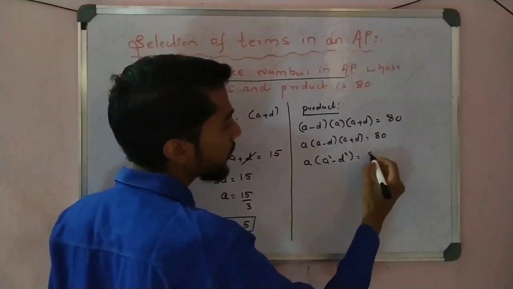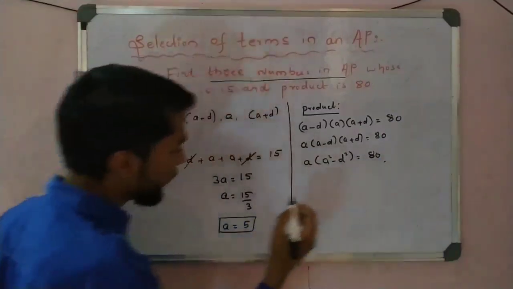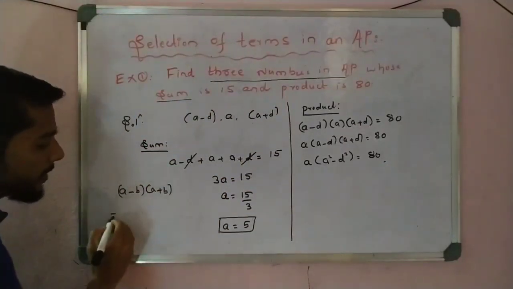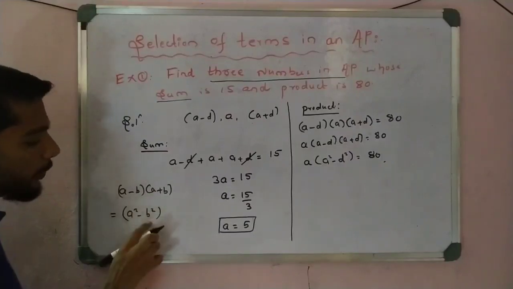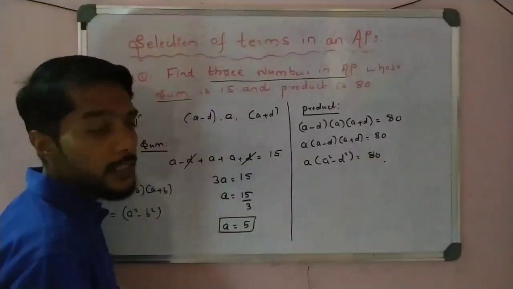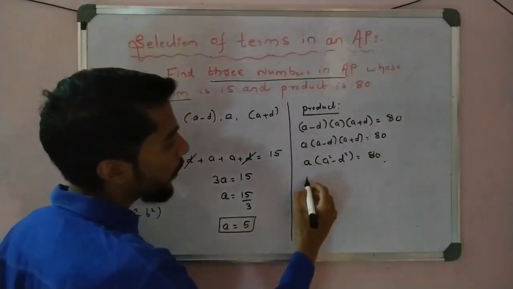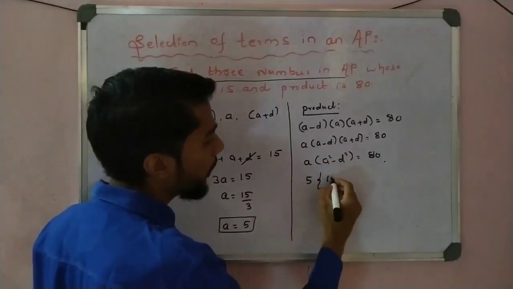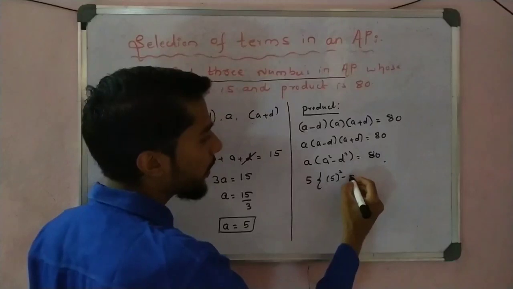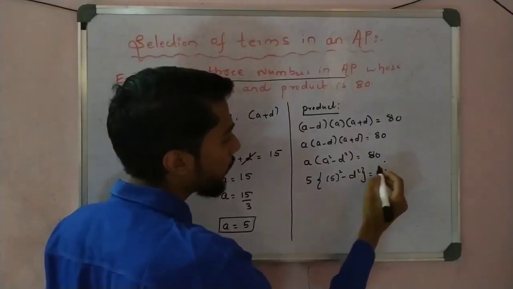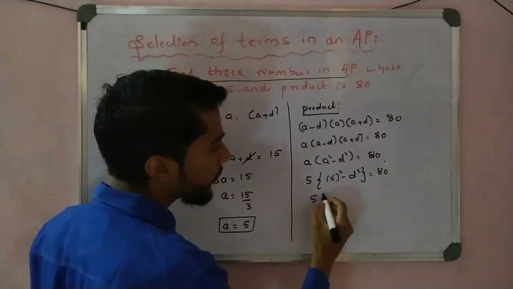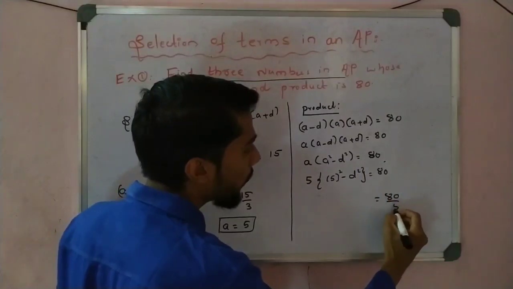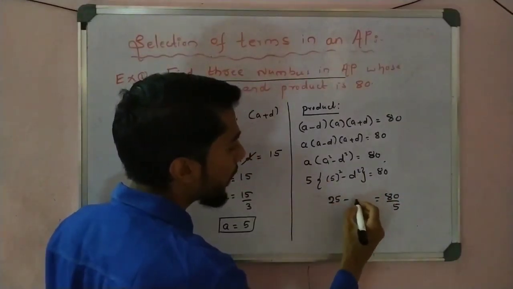You know the formula. I write it here: a minus b into a plus b is a square minus b square. So here b is d, so a square minus d square. Here put the value of a, so that is 5 square minus d square equal to 80. Now see here, 5, again 5, I take that side, so it is divide: 80 divided by 5, and here 5 square, 25 minus d square.